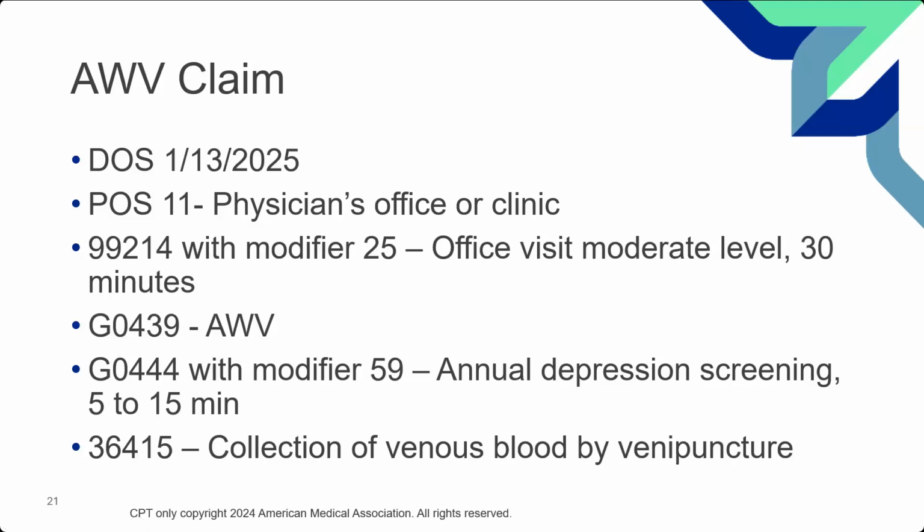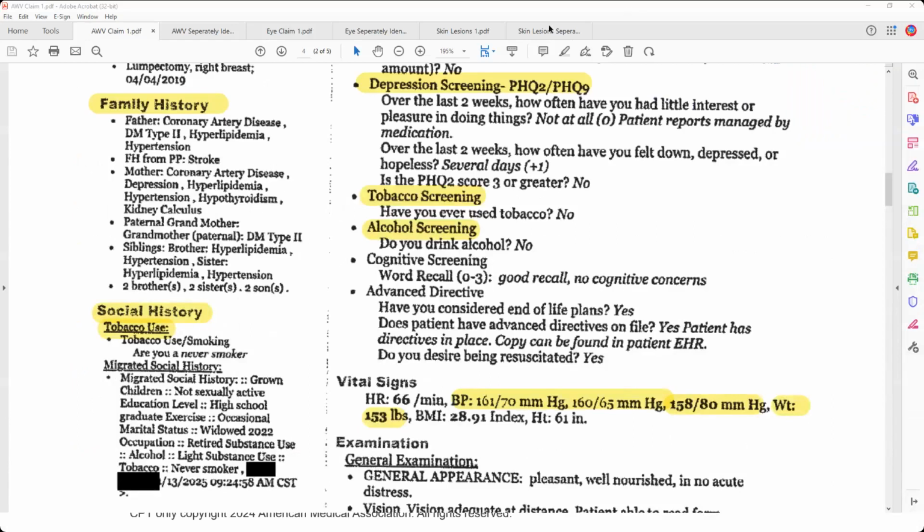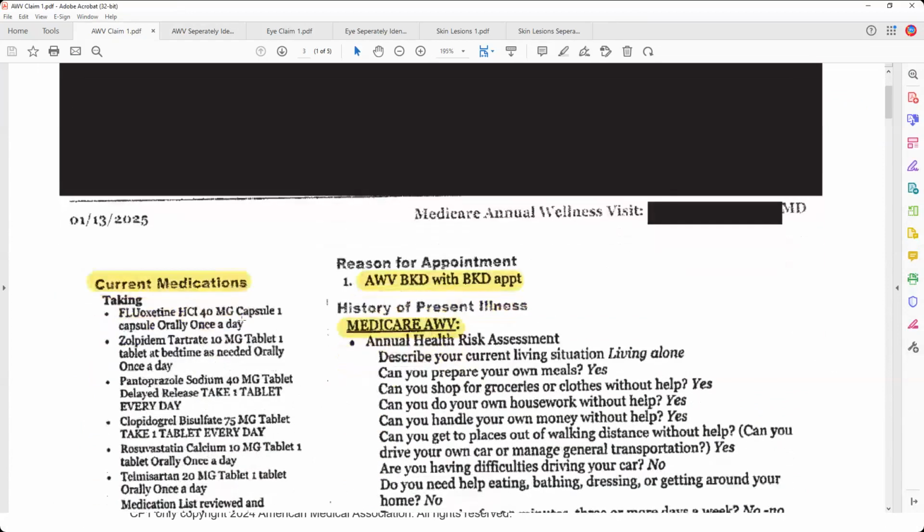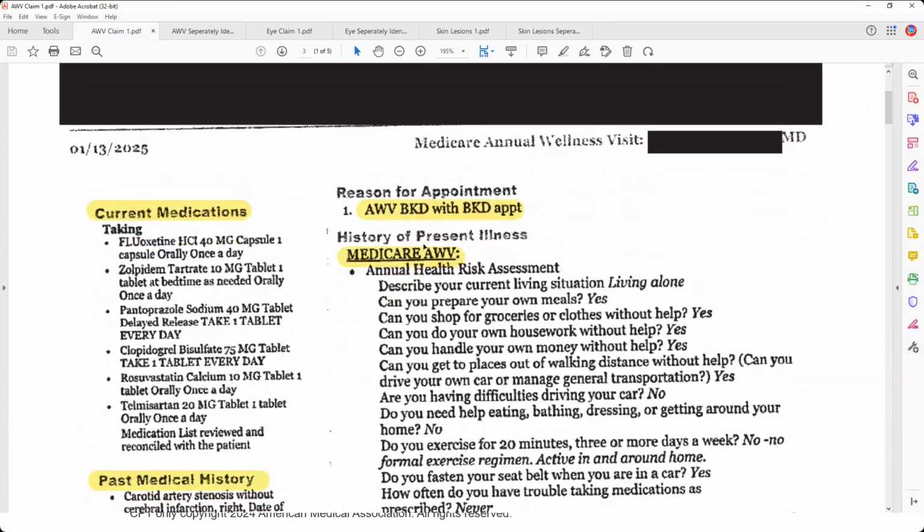So let's pull in the documentation. I'm pulling this up, and I'm going to scroll all the way back up to the top of this. And this first claim, make sure that is full screen. Okay. Is the annual wellness visit.